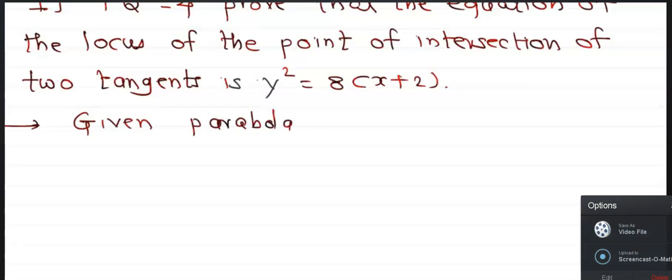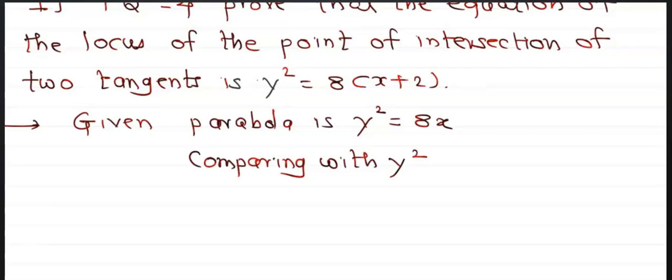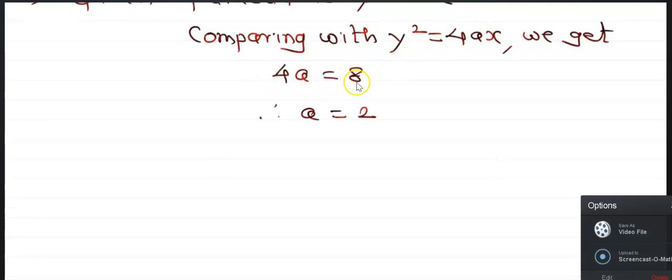Now we'll start the problem. Given parabola is y square is equal to 8x. Comparing with equation y square is equal to 4ax, the value of a is equal to 2. That is, 4a is equal to 8. Therefore, a is equal to 2.